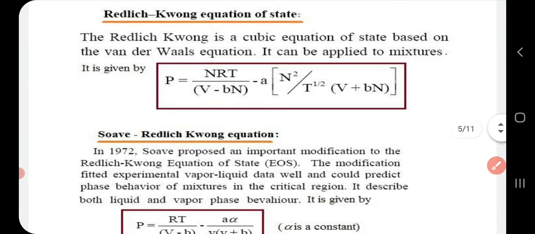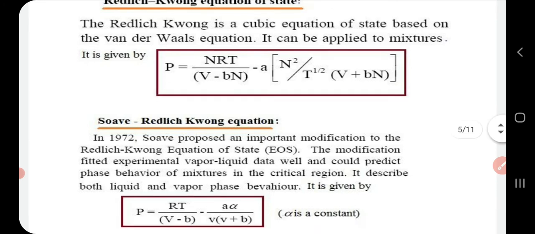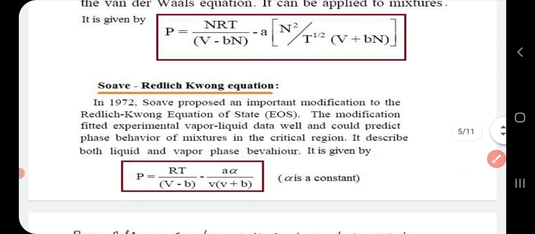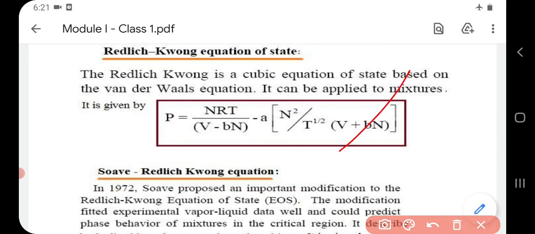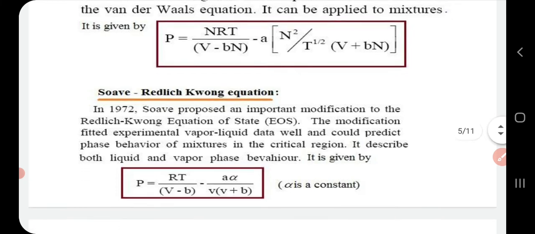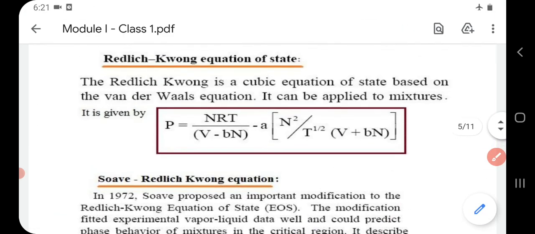Now another equation of state is the Redlich-Kwong equation of state. It is a cubic equation based on Van der Waals equation and it is applicable to mixtures, and that equation is given like this. Then another equation is the Soave-Redlich-Kwong equation, and it is a modification brought to the above equation, and it predicts the phase behavior of mixtures in the critical region, or it describes both liquid and vapor phase behavior. It is given by this particular expression.